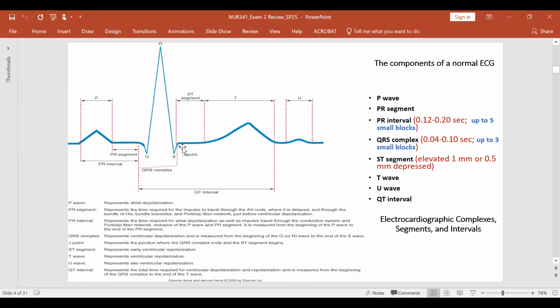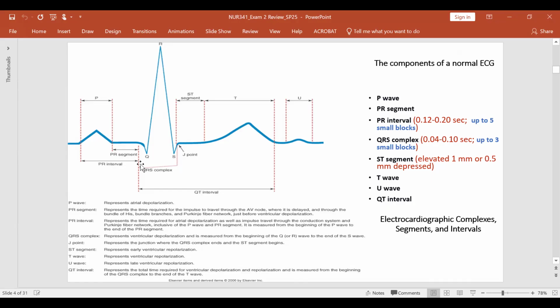So the PR interval starts from right here, from the beginning of the P wave, right to the beginning of the Q, where the Q is going to start. All of this is called the PRI. That's supposed to not exceed 5 small boxes, which is equivalent to 1 large box. When we say 5 small boxes, it's equivalent to that exact same length of 1 large box.